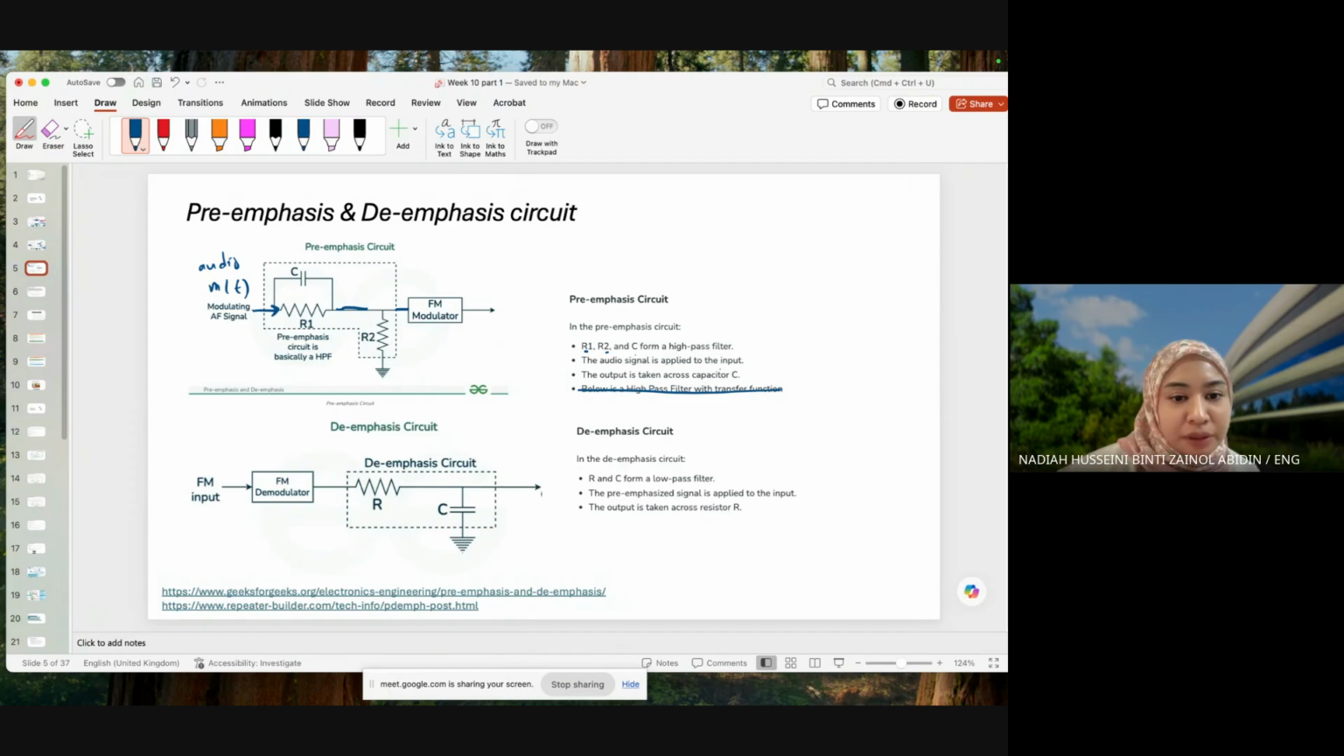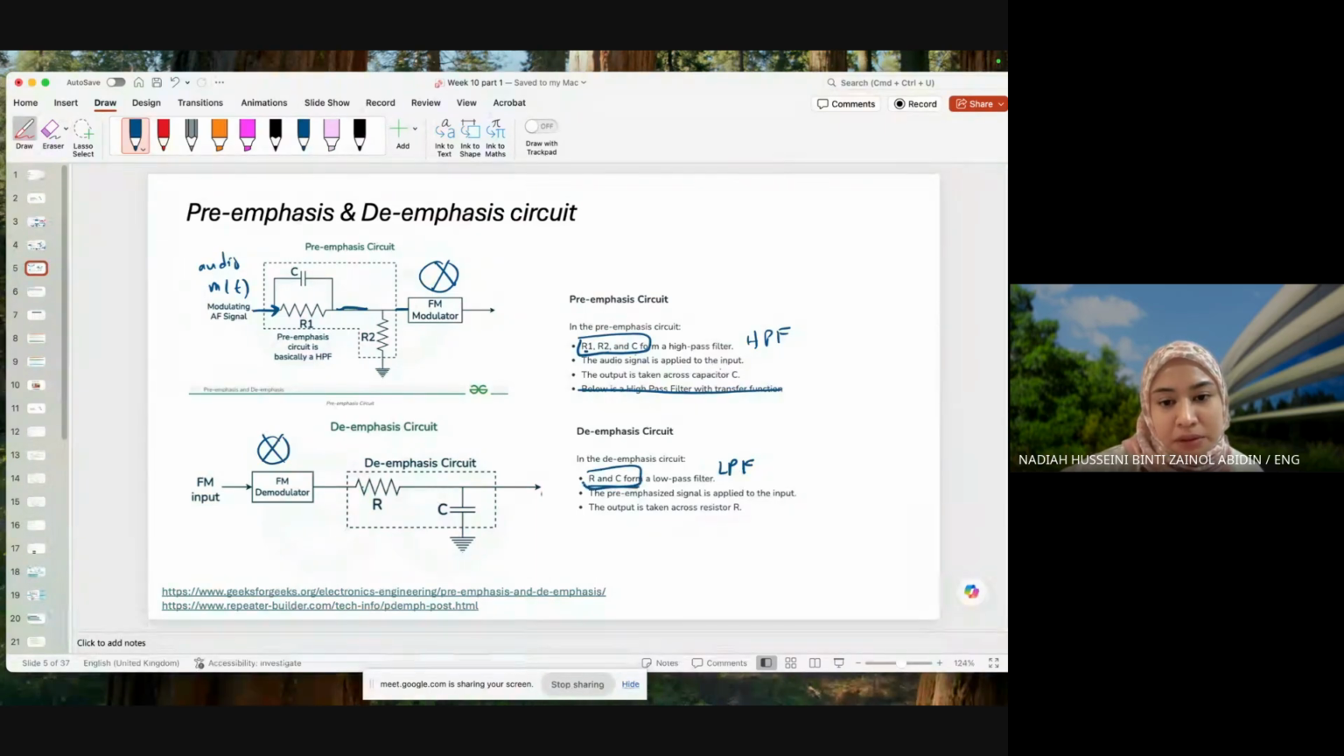And then for the de-emphasis circuit, we are trying to flip what happened with pre-emphasis. We start with our FM signal that has been transmitted. It is demodulated first, maybe through a balanced demodulator. And then it passes through a de-emphasis circuit where it's going to attenuate the high range frequencies. This is done through a resistor R and a capacitor C. So R and C form a low pass filter, or LPF. Not HPF.